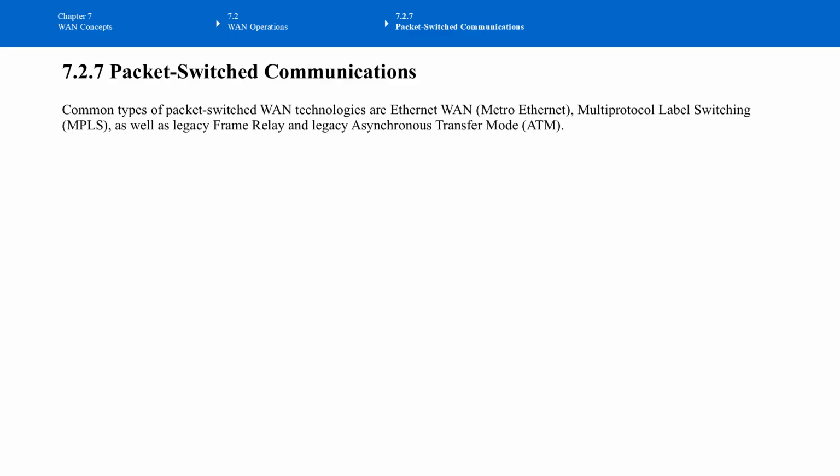The common types of packet switched WAN technologies are the Ethernet WAN, the multi-protocol label switching, also the legacy frame relay, and the legacy asynchronous transfer mode.